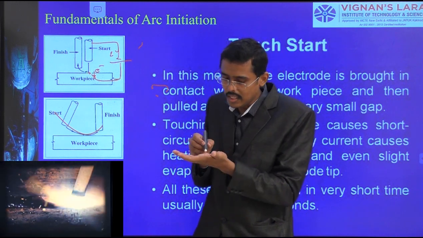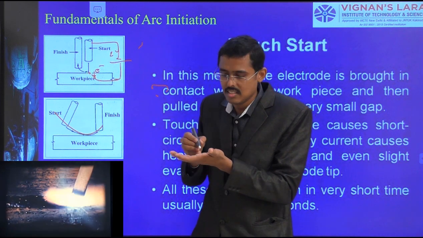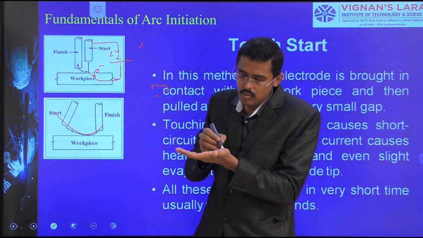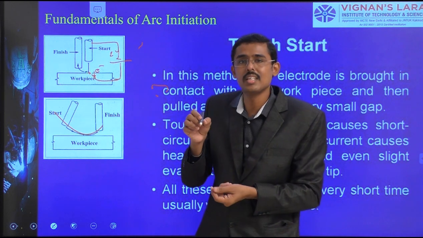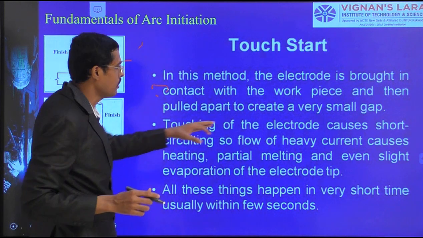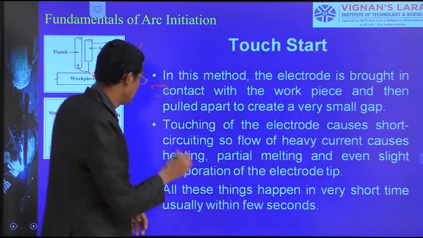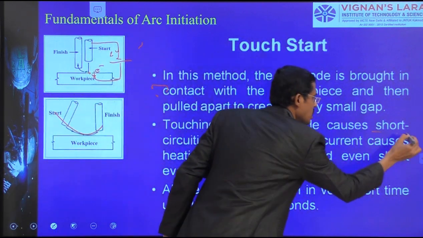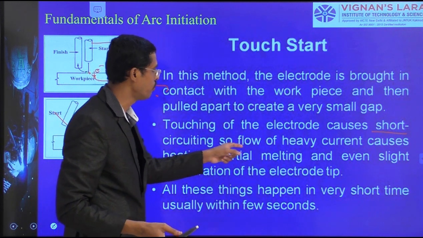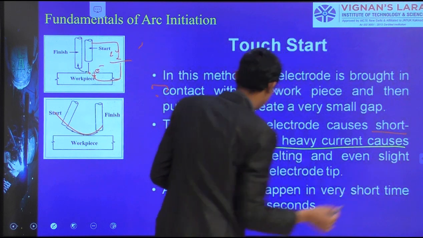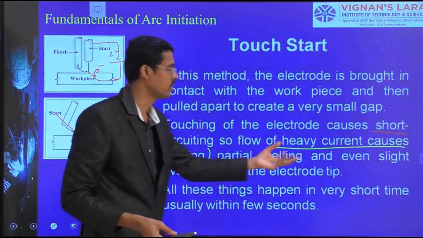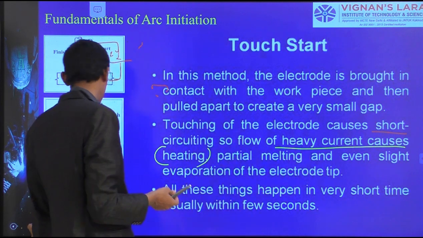Otherwise, I can make a scratch and then maintain. Just like touching and taking out, or scratching and taking out, maintaining the small gap. Touching of the electrode causes short circuiting, and so heavy current flows, causing the heating process. Partial melting is even slightly possible. Okay, this is one method.